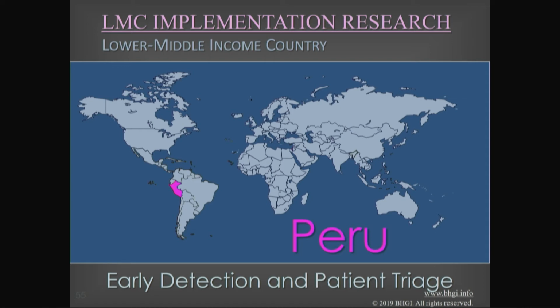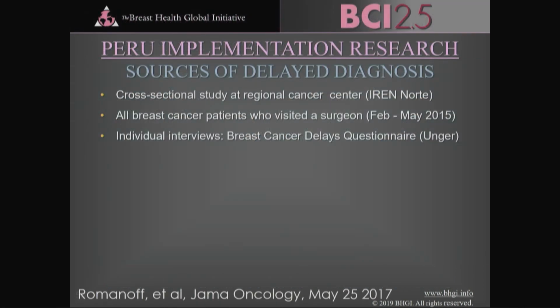So Peru is an example where there are some projects that have been going on together with PATH, and one of our trainees, Anya Romanoff, when she was a Fogarty Fellow, did this very nice study. It was simple, but it makes some really valuable points. They took all of the women that were seen in their regional cancer center in the northern part of Peru, every new cancer diagnosis, and they interviewed them and surveyed them and asked, what was it that led to this being diagnosed?